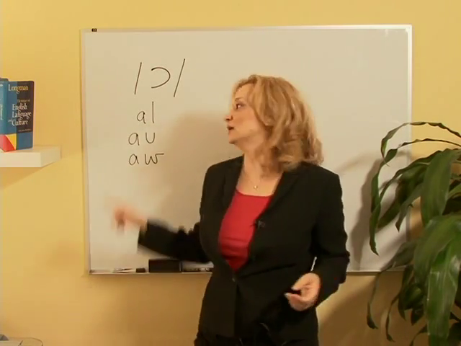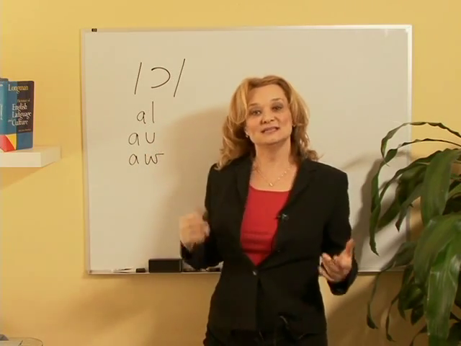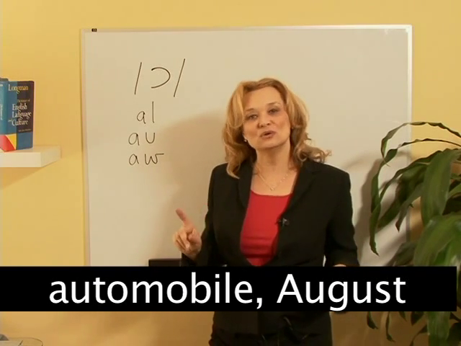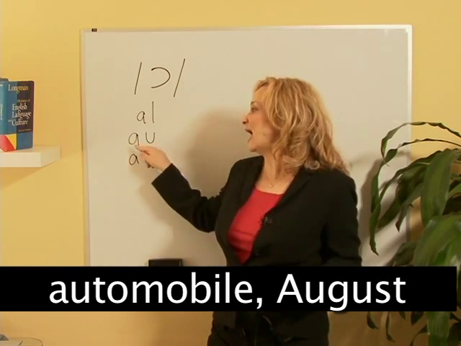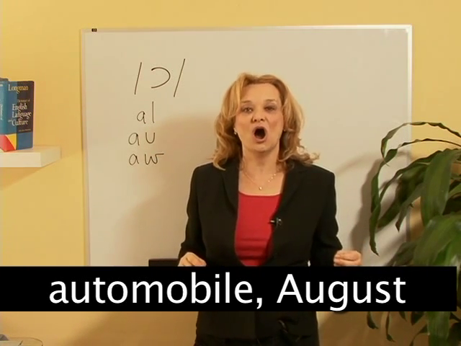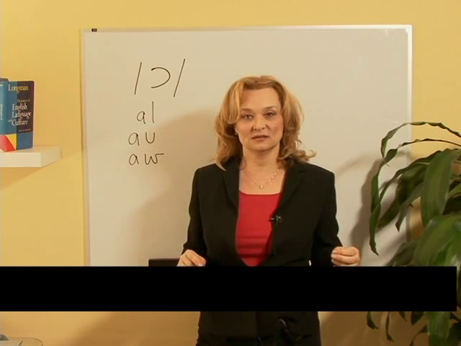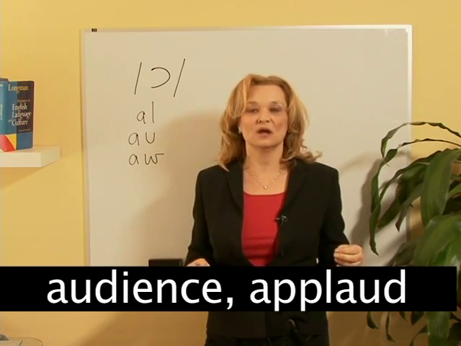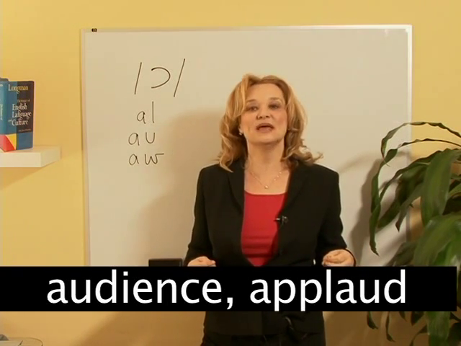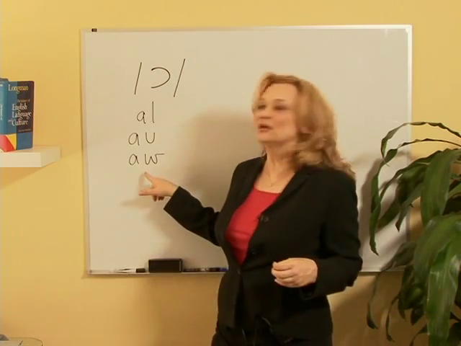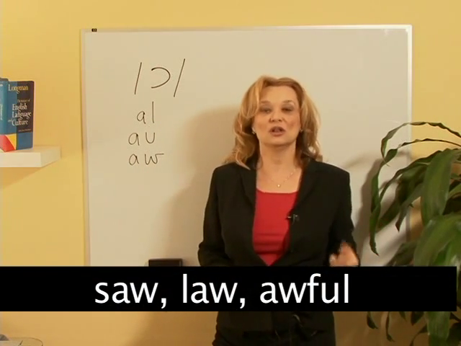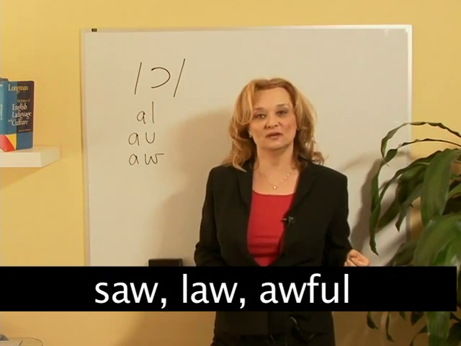Another common spelling pattern is the AU, as in the words auto, automobile, August. We don't say August, we don't say ow, and we don't say the British way, we don't say o, we say August. Audience, applaud. So don't say applaud and don't say applaud, say applaud. Another common spelling pattern is the AW, as in saw, law, awful.